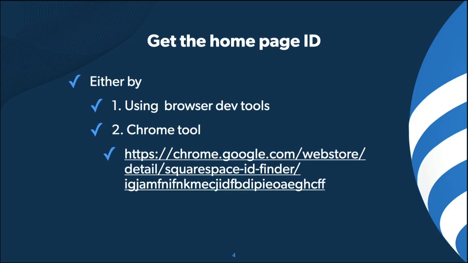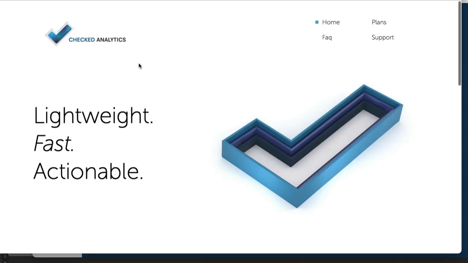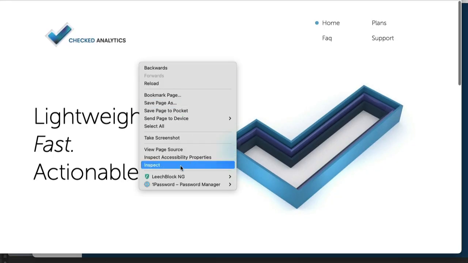So let's grab the home page ID in CSS and HTML. There's two ways you can do it. You can either use browser tools, which I'm going to show you, or you can use the Chrome tool, which is very popular among Squarespace developers and builders. I prefer DevTools just because I'm more used to that, but either way is perfectly acceptable. So let's look on to the site and grab the home page ID. The quickest way to get into DevTools is to right click on the page and hit Inspect.